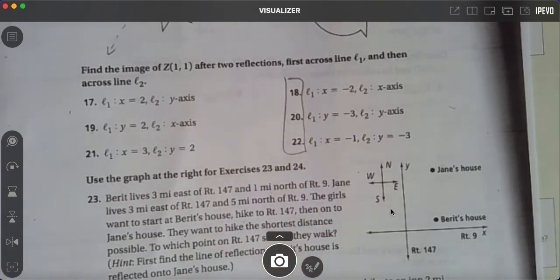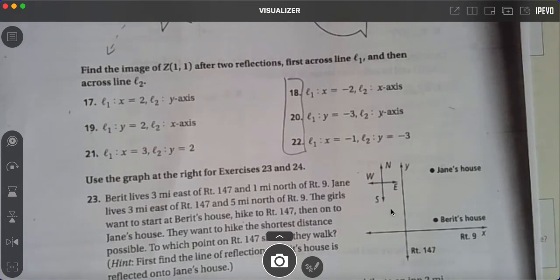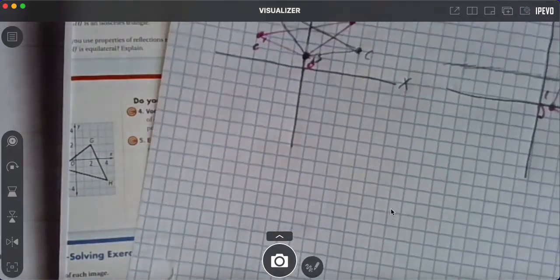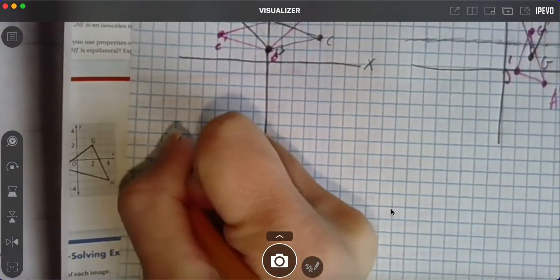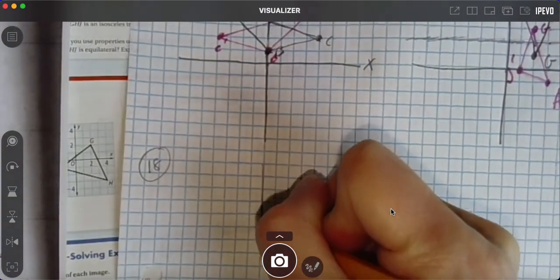Let me look at 18. Notice we're doing things twice, right? It's the same exact thing we've been doing, but we're going to reflect, draw that picture, and then guess what we're going to do again? Reflect that new one again. Okay, so it's just like a two-step thing. So let me do number 18. You can see the numbers on there. You don't have to write this one down. You can just follow along.